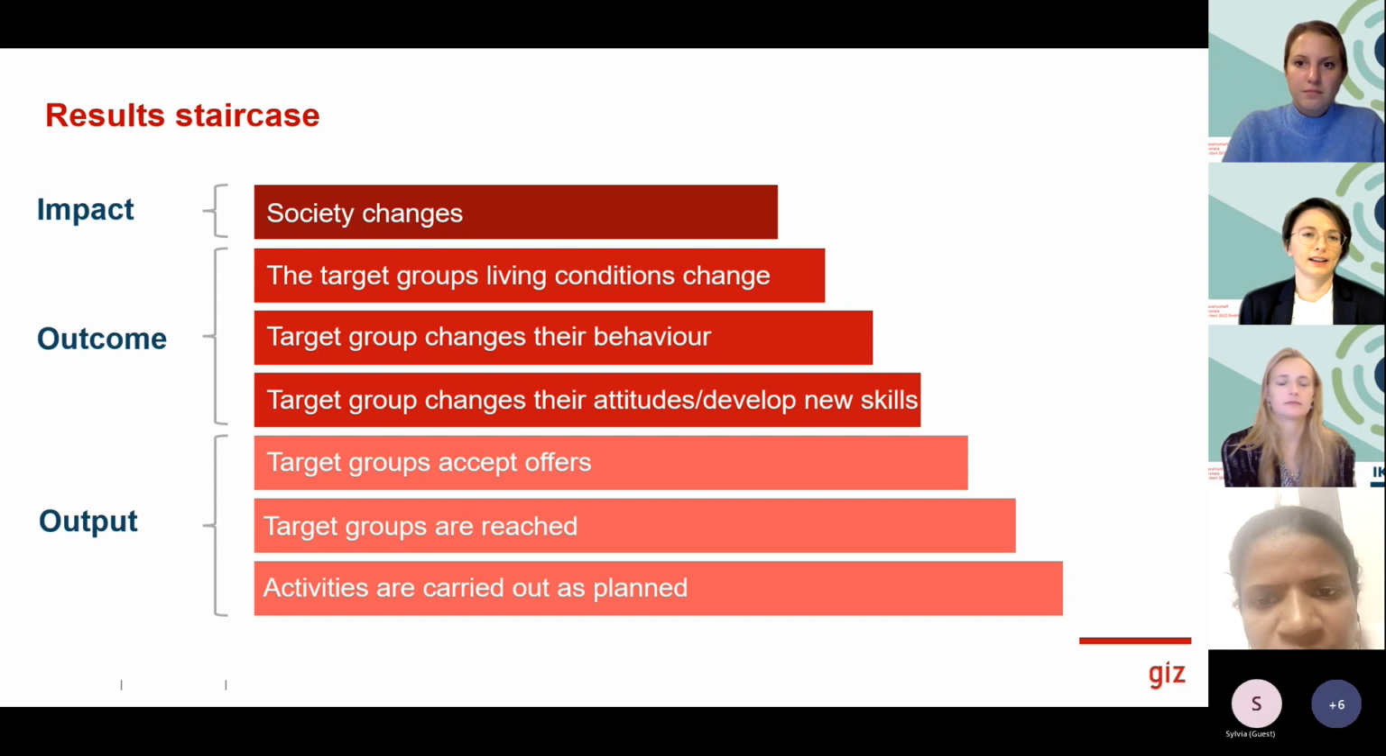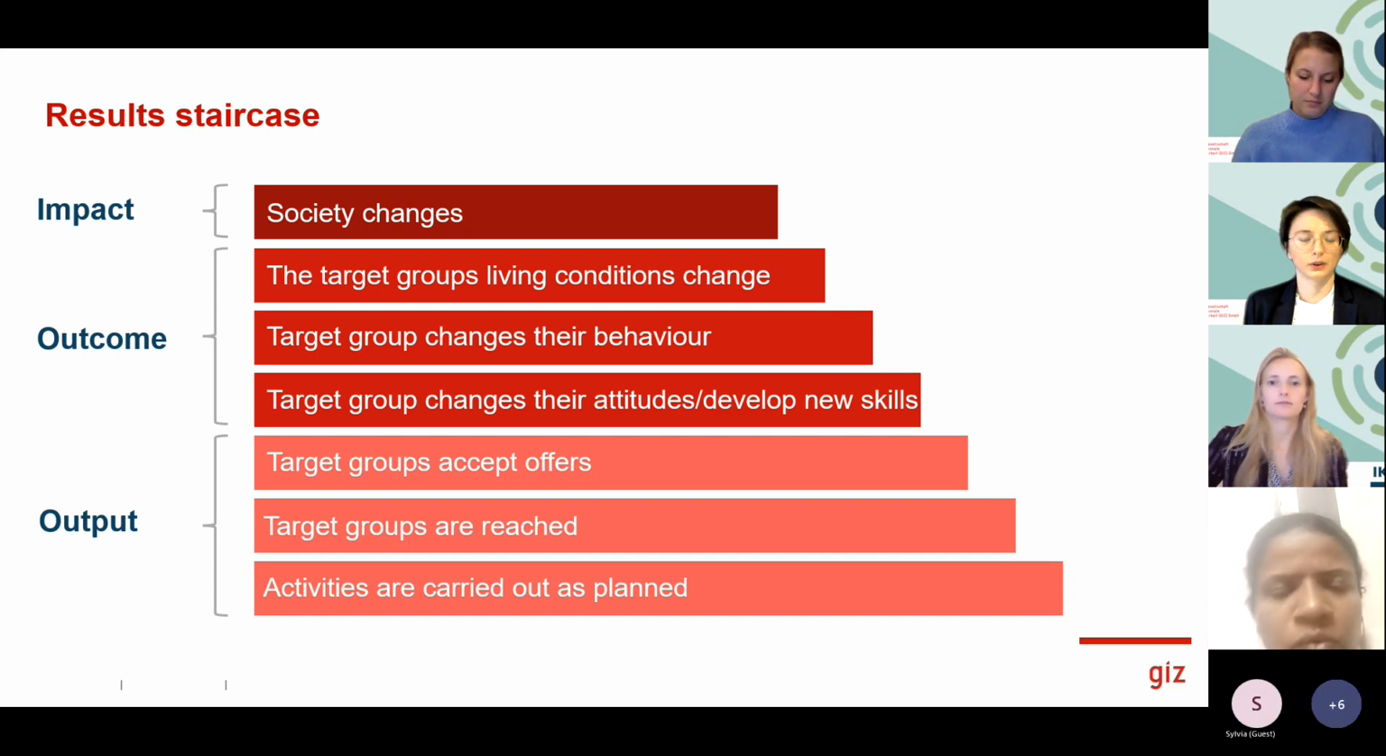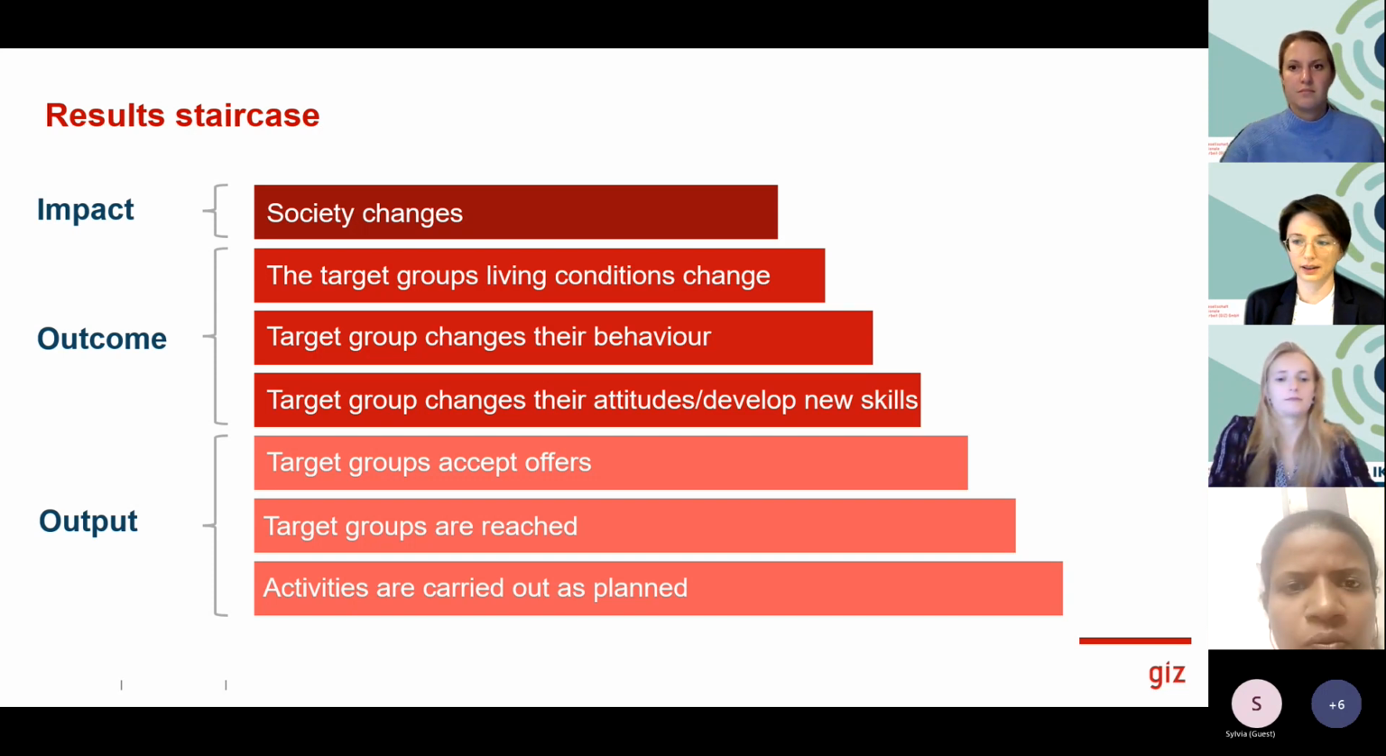An impact would be something like the resilience toward climate change of a target group in a whole region or country is enhanced. So it would take many projects and stakeholders who work on this topic in different sectors. None of those projects alone can claim that they are the only ones responsible for an impact to happen. But it's nevertheless important to be able to communicate that your project is part of this effort and is working towards this goal.